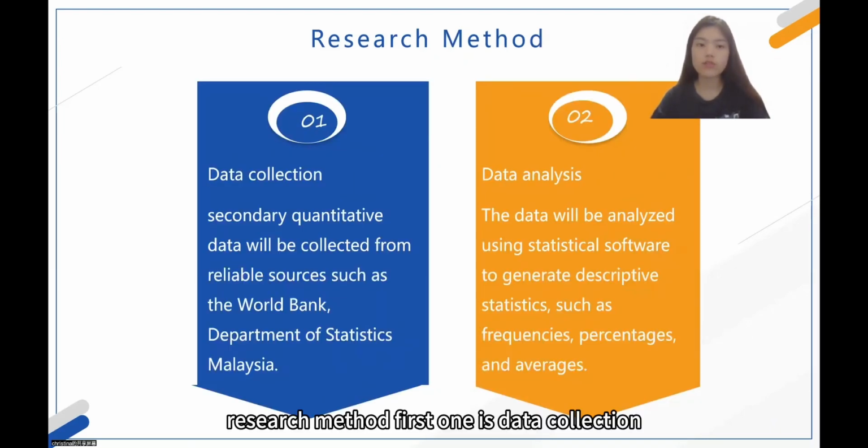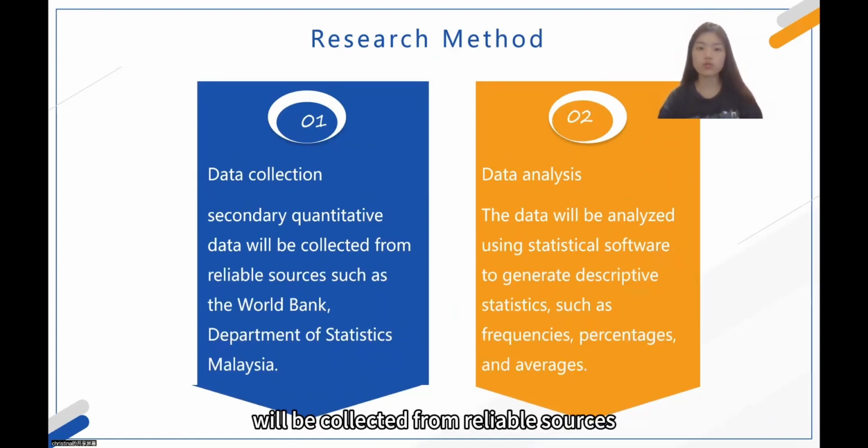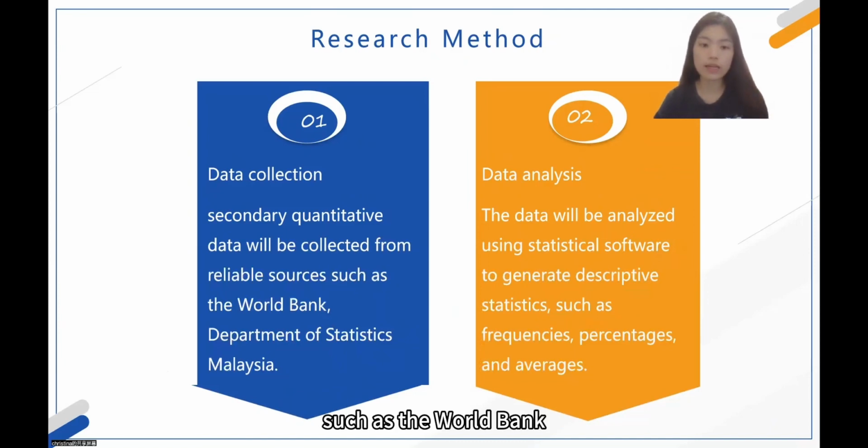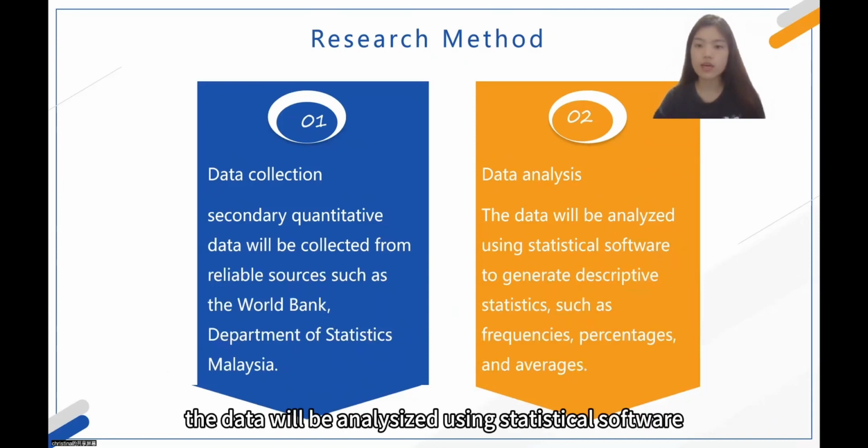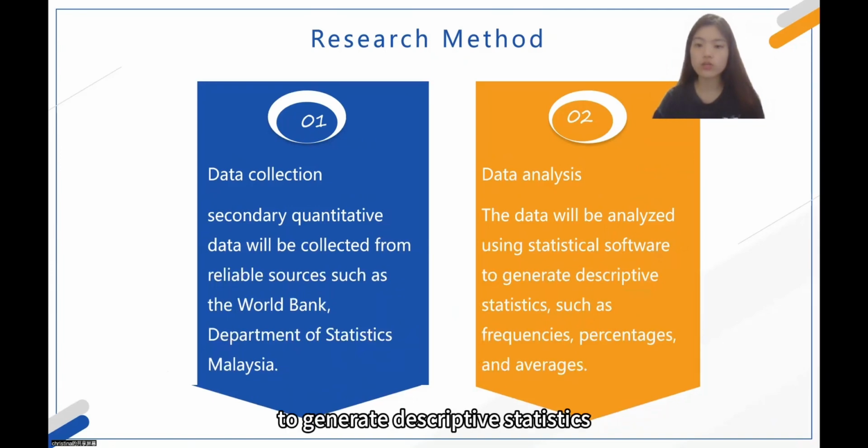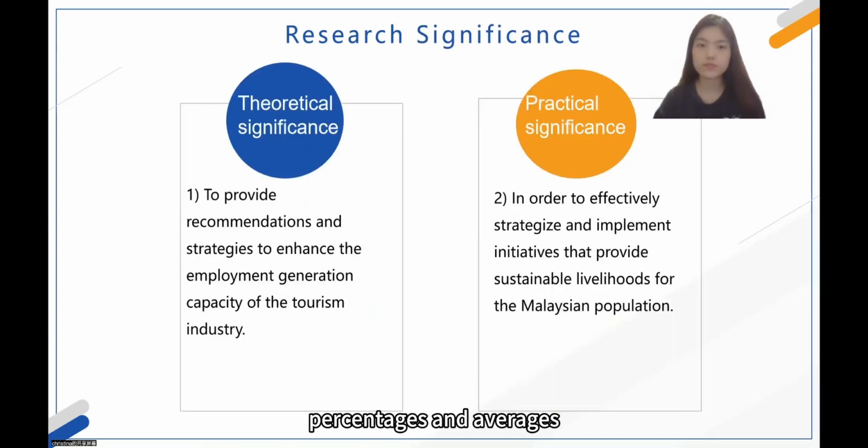Research method. First one is data collection. Secondary quantitative data will be collected from reliable sources, such as the World Bank and the Department of Statistics Malaysia. And the second is data analysis. The data will be analyzed using statistical software to generate descriptive statistics, such as frequencies, percentages, and averages.